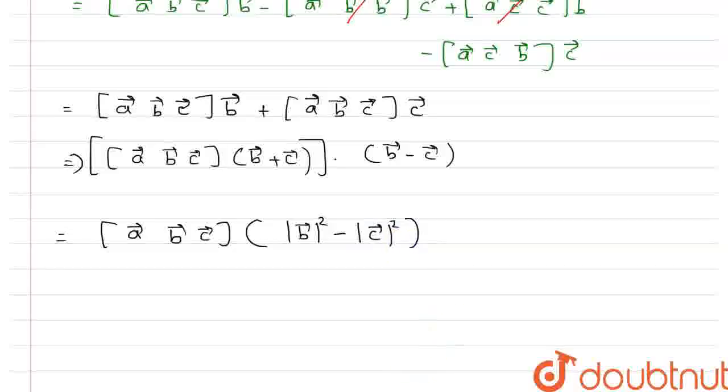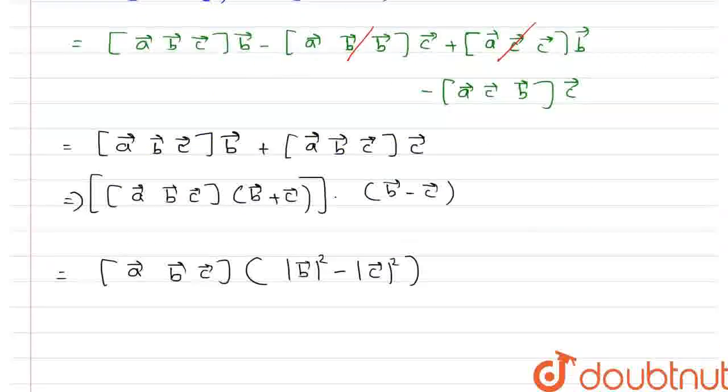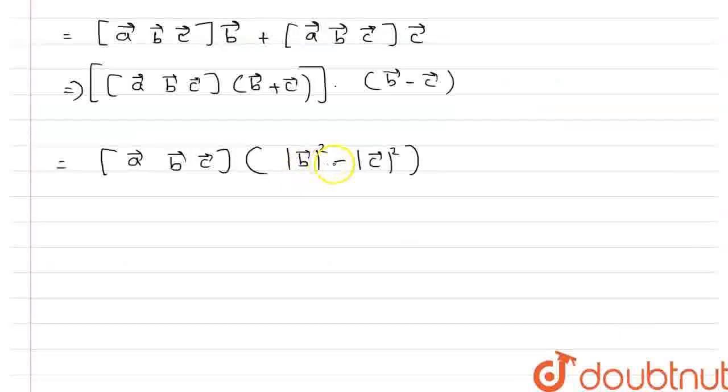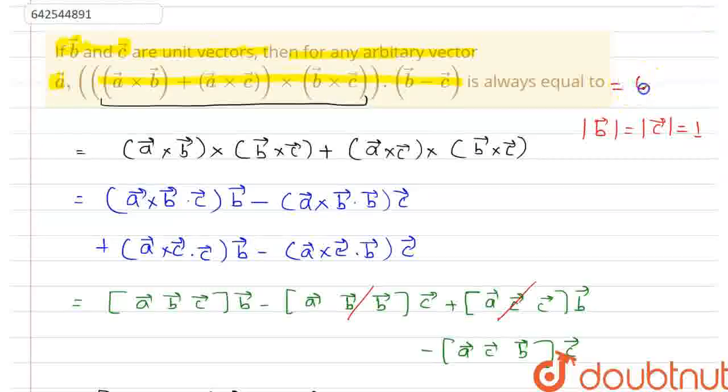And since in the question it is given that b vector and c vector are unit vectors, so the value of magnitude of b vector will be equals to magnitude of c vector, which will be equals to 1. So the value of this is equals to 1 as well as the value of this is equals to 1. So this whole value will be equals to 1 minus 1, that is 0. So we got the required value as equals to 0 and this is our answer.